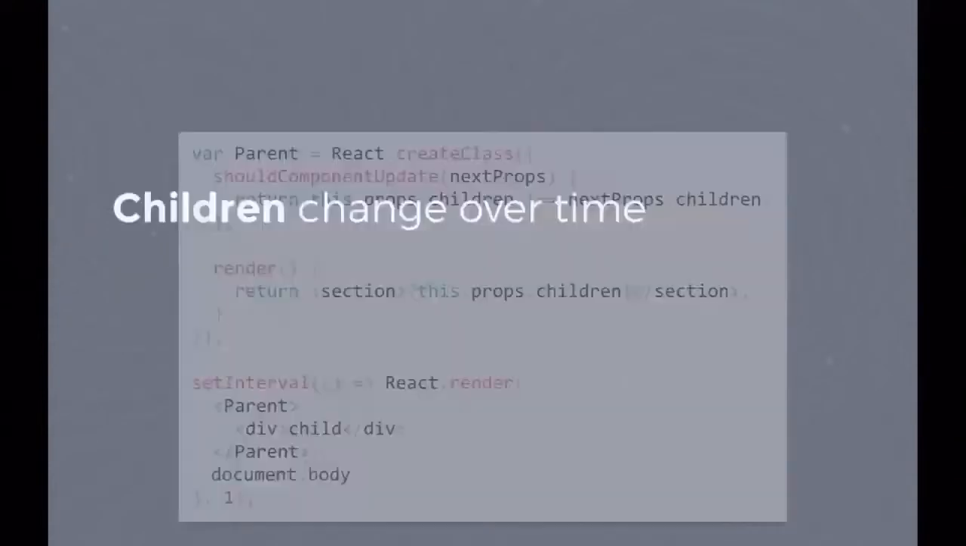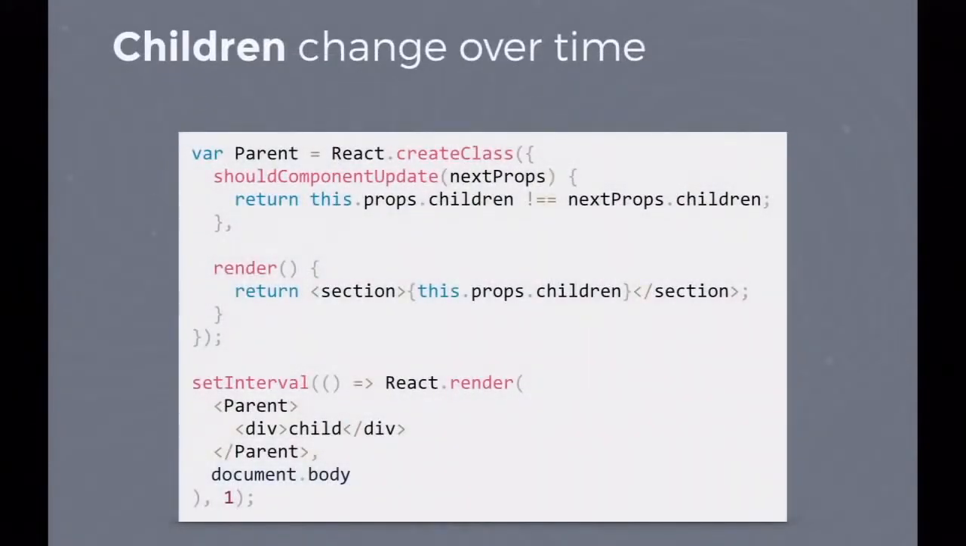Another little parenting fact for you. Children are unpredictable. They change over time, every time. So what do I mean by that? I built this component here. All it does is render a section with whatever you pass in as a child. In this case, the child is a div. So I just want to render a section with a div inside.